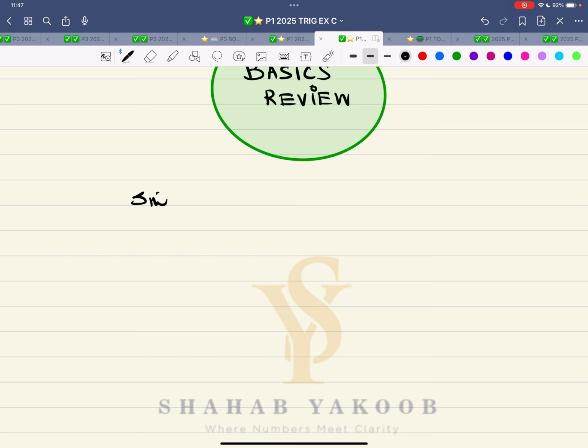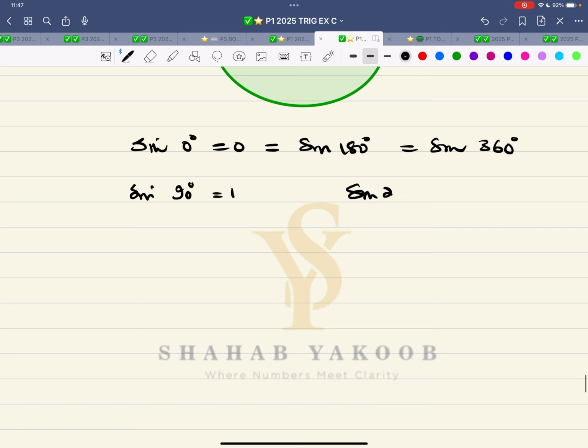Sine of 0 degrees is 0. That is the same for sine of 180 degrees, and the same for sine of 360 degrees. Sine of 90 degrees is 1 and sine of 270 degrees is -1. So I'm just focusing on 5 major angles. Which ones are those? They are 0, 180, 360, and sine of 90 is 1, sine of 270 is -1.